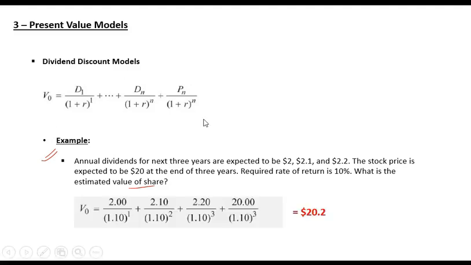Okay, so let's do it in Excel. First, the concept is simple: you will forecast future dividends and you will calculate the present values. So the question says annual dividends for the next 3 years are expected to be 2, 2.1 and 2.2.